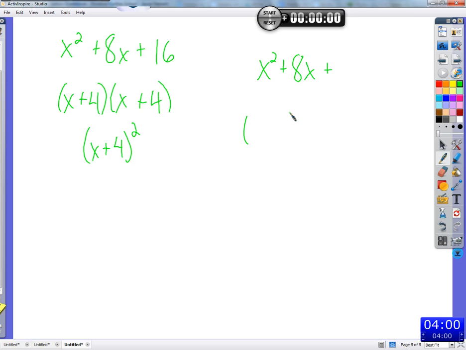So let's think about that. We're going to multiply these two things together, and we have to get 8. Well, there's lots of ways to get 8, right? 6 plus 2, and there's actually like an infinite number of ways to get 8 if we use negative numbers, right?